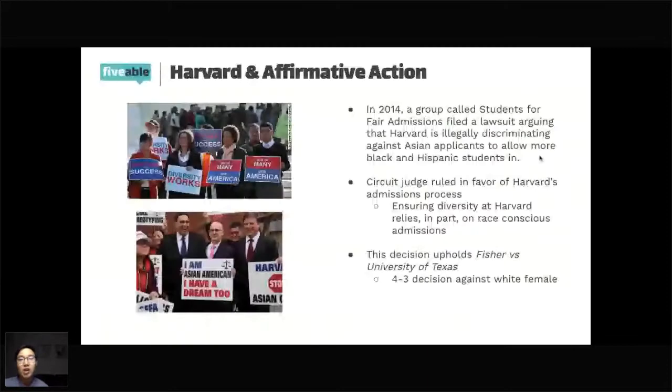Cool. Let's go to the next event. It's Harvard and affirmative action. So for those of you juniors, you're going to be applying to college next year. And like 1 year from now, you're literally going to be submitting your applications like me, procrastinating.